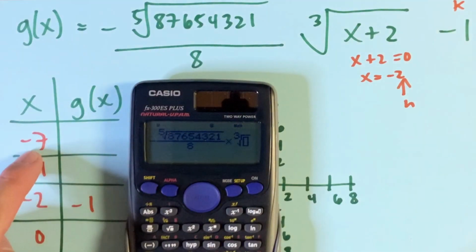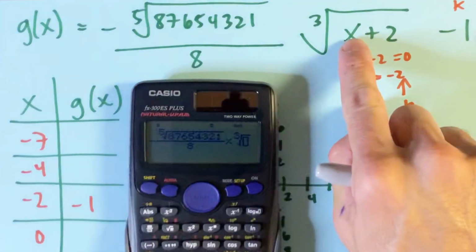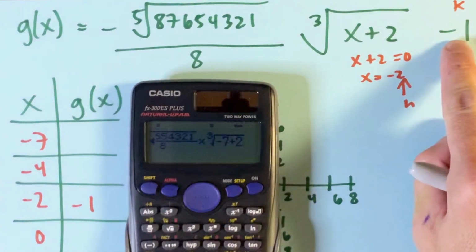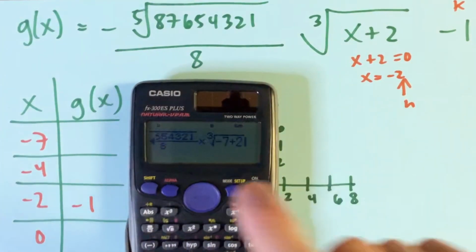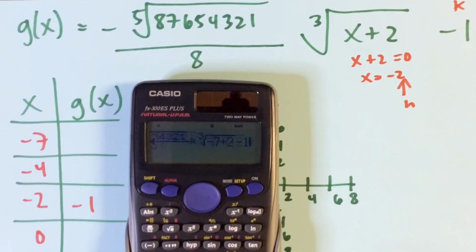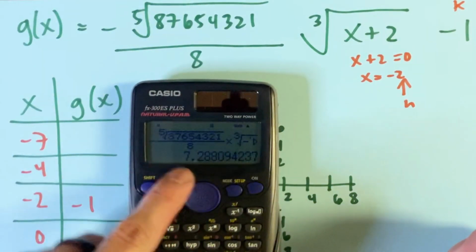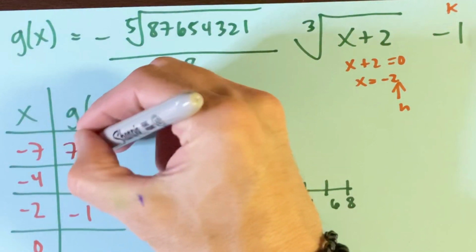I'm plugging in negative 7 in for X. So it'll be negative 7 plus 2. And then the -1 is outside. So go outside, then go -1, hit enter. And that is this one here. So it's about 7.3, let's call it.